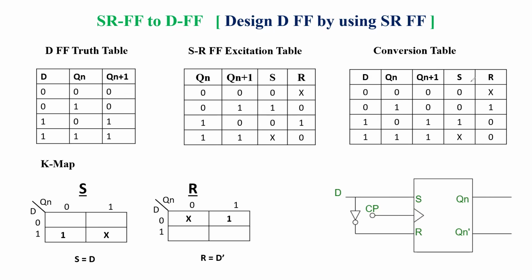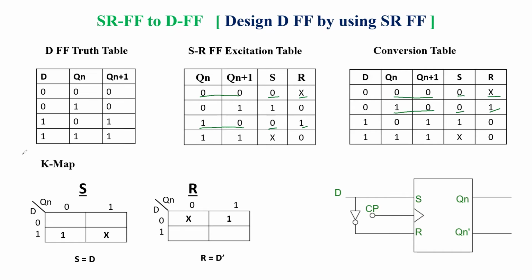Now we'll see in the conversion table, here we have S and R. So how are we going to write the S value and R value? Here the combination is 0, 0, Qn plus 1. On the basis of this only we are going to write S and R. So when it is 0, 0, the S value is 0. R value is don't care. So the same thing we have written: 0 and don't care. Second combination here we have 1, 0. Where we have to find 1, 0 is here. When we have 1, 0, then S is 0, R is 1. So we have written S is 0, R is 1.